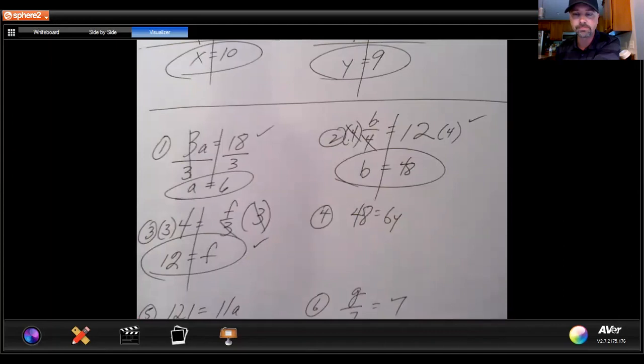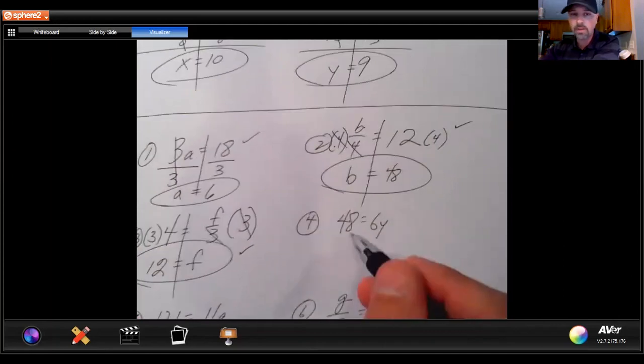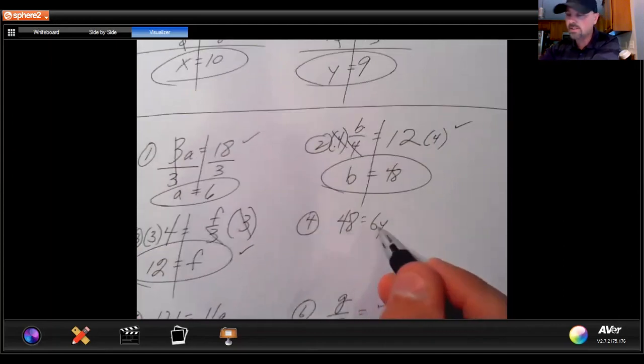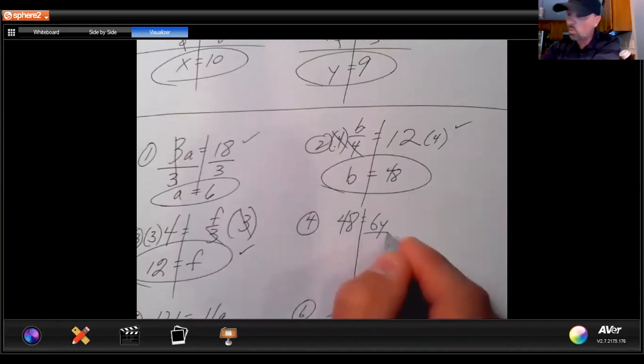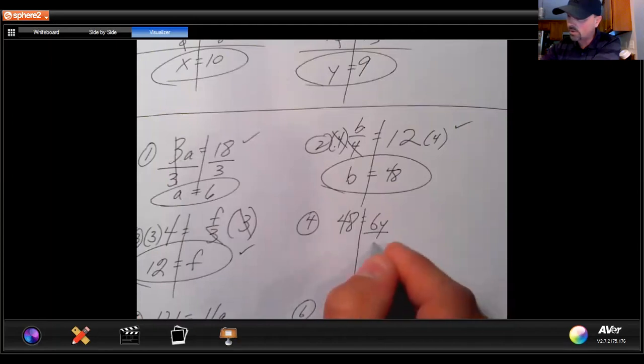That's true. Number 4, 48 is equal to 6y. What kind of problem is this? This is a multiplication problem, so I'm going to solve it by dividing. 6 is multiplied by y, or y is multiplied by 6. So I'm going to do the opposite, which is divide.